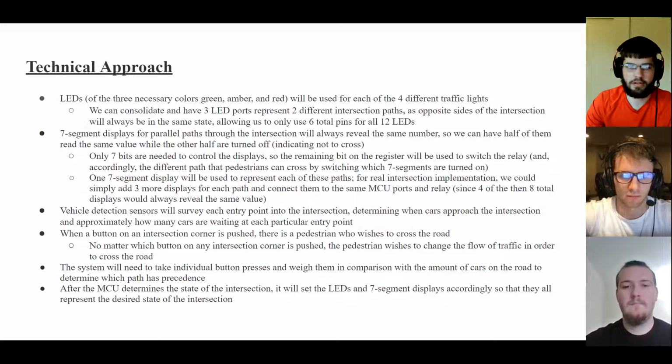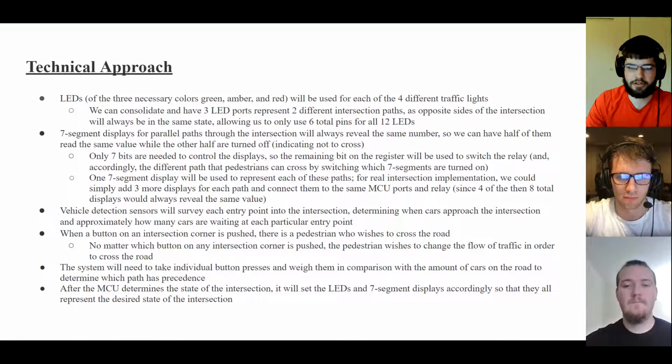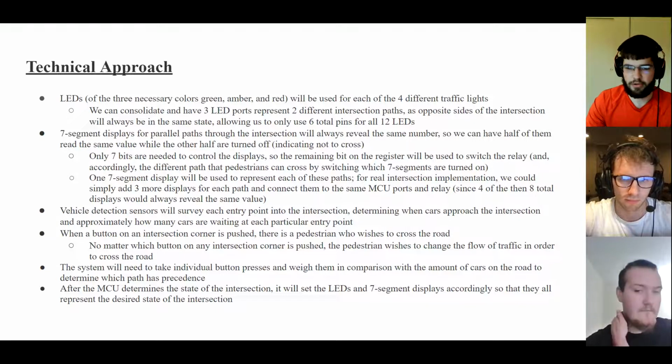We will also be using 7-segment displays for parallel paths through the intersection, which will always have the same number, so we can have half of them read the same value while the other half are turned off. And only 7 bits will be needed to control the 7 segments, so the remaining bit on this register will be used to switch the relay, which will be able to control the other 7-segment that is on the same register. Only one 7-segment will be used to represent each of these paths. For a real intersection, you would need 8 of them total, so we can simply add 3 more if this was a real-world application.